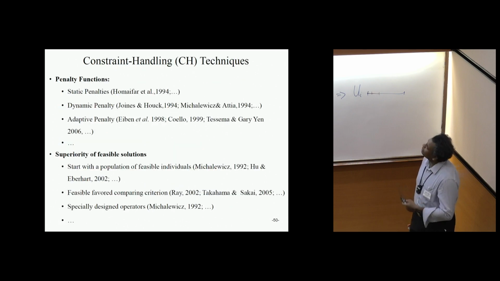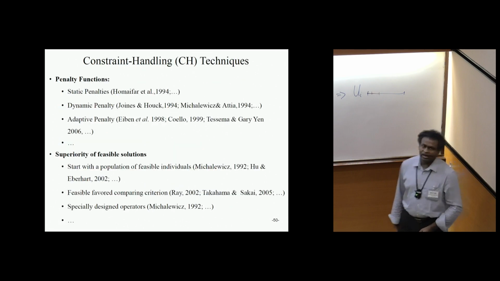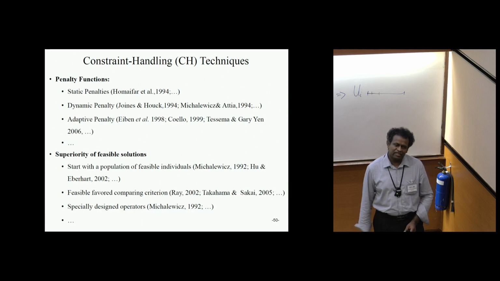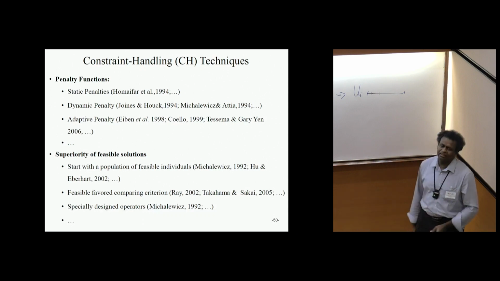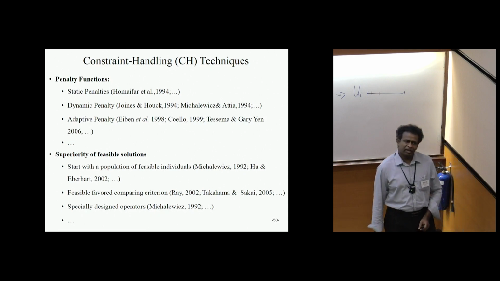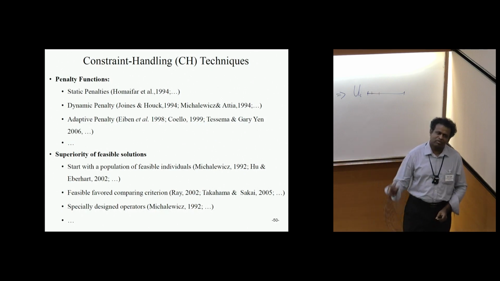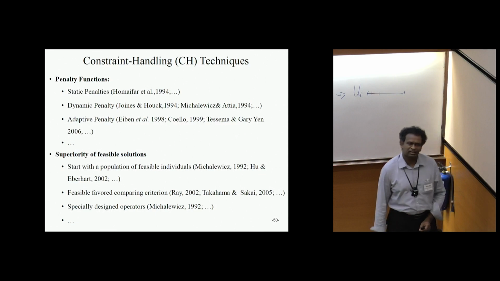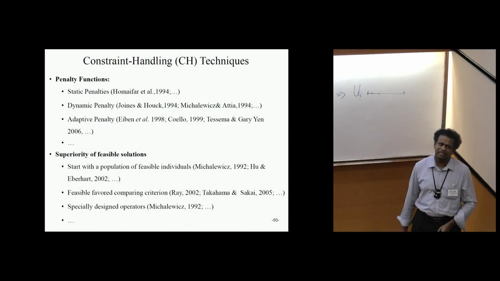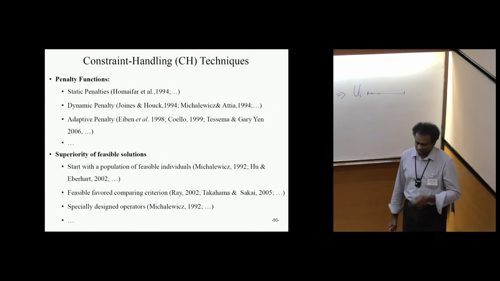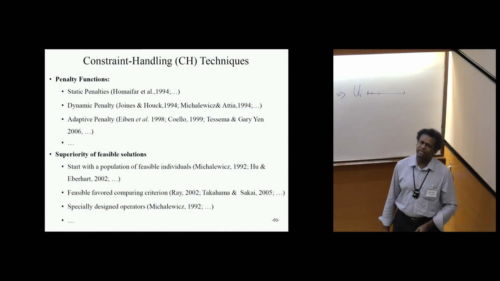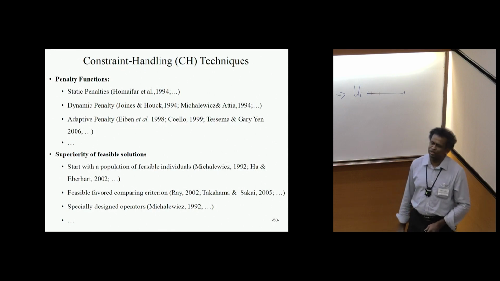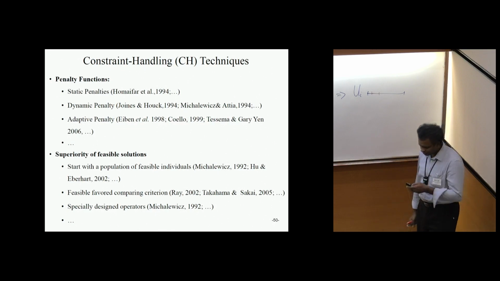Then the constraint handling methods. There are a few constraint handling methods. The most popular one, the older one, is penalty functions. But the penalty function has a problem. You have to come up with a scale factor for the constraint violation to integrate with the objective value. So this is an old method, but not very effective if you look at the recent methods. There are recent methods that are much better than penalty functions.